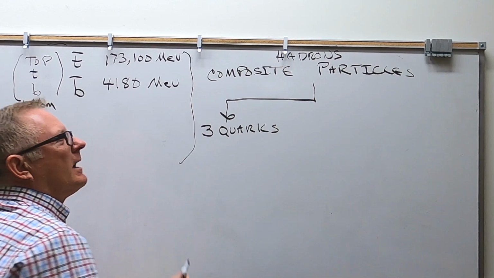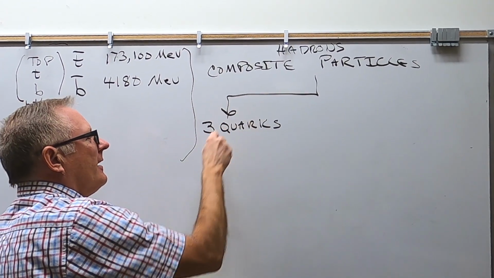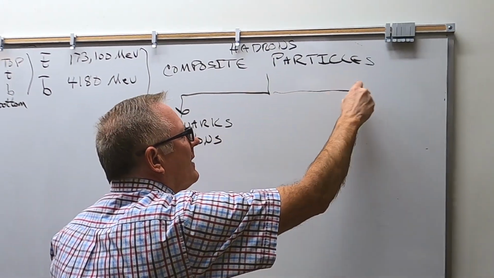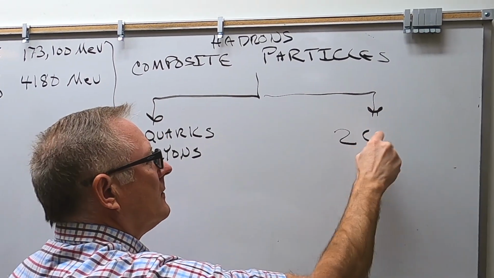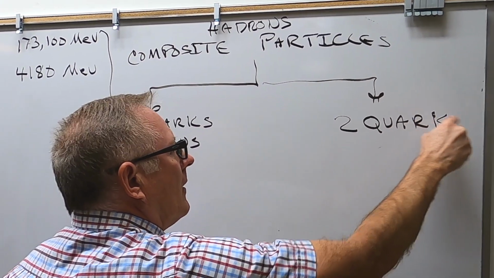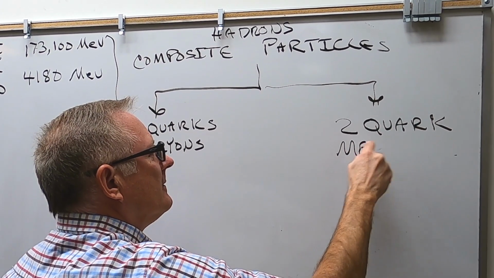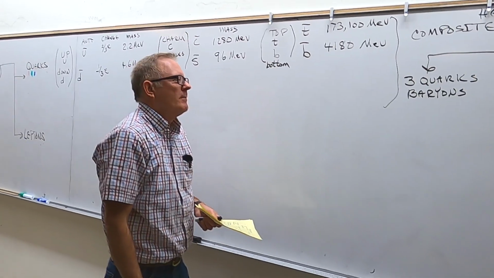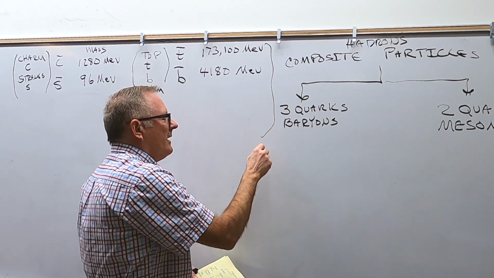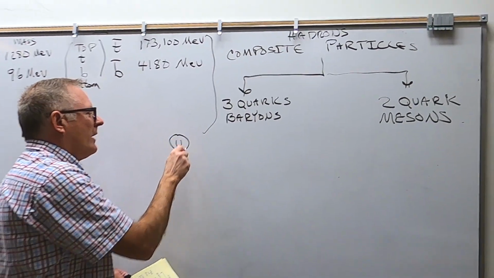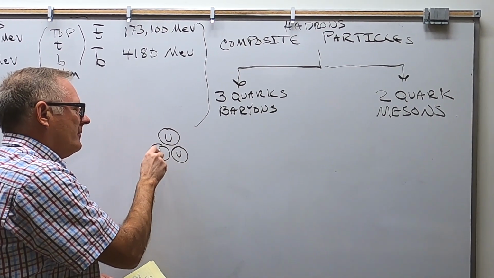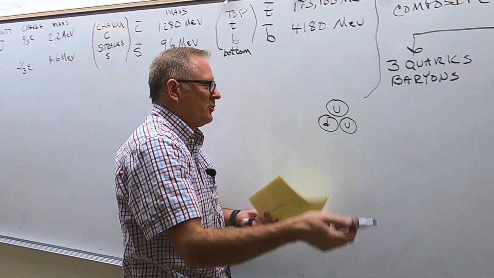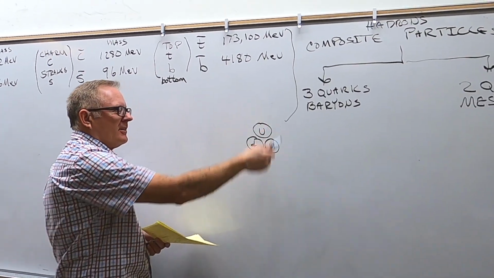But if you just make them out of 3 quarks, those are called baryons. You can also make them out of 2 quarks, and those are called mesons. So how can I make them out of 3 quarks? Well, if you grab, let's say, 2 ups and a down. So one's a red, one's a green, and one's a blue. Doesn't matter which one, but one is each. So that means this is colorless right here.